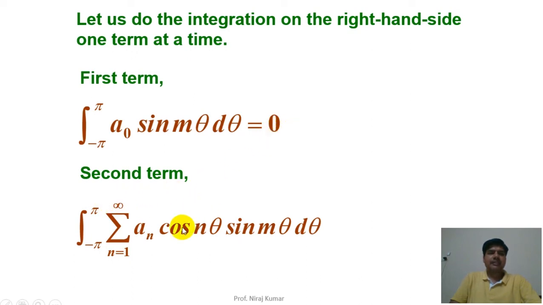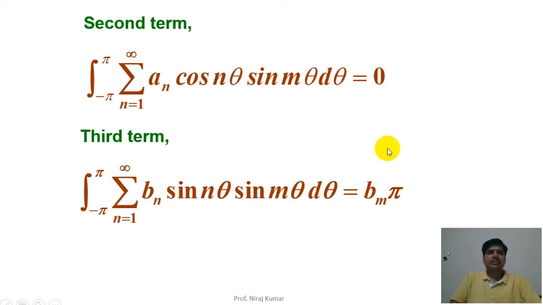Then the second term will be an cos n theta sin m theta d theta. Again cos and sine are different functions, and we know that the integration will always be 0 from minus pi to pi or for 0 to 2 pi. So the integration is 0 for this.